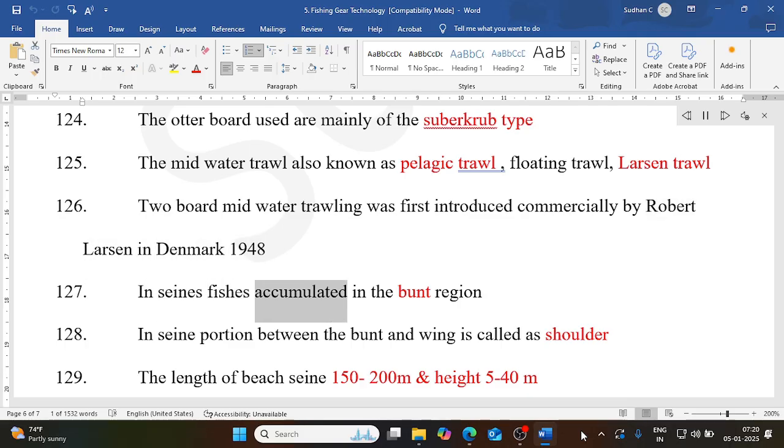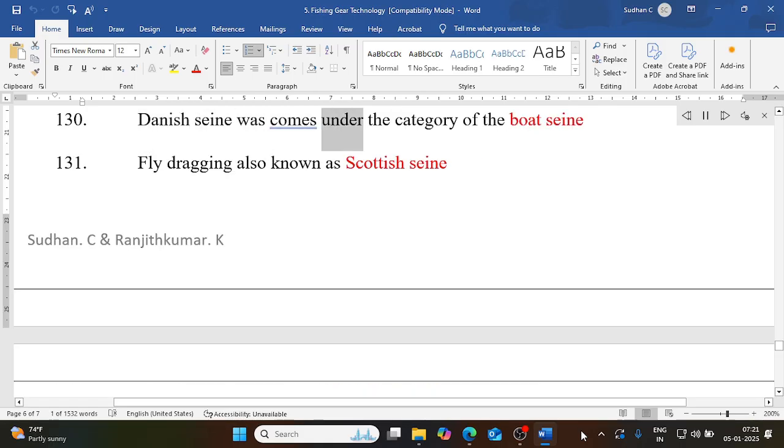In seines, fishes accumulate in the bunt region. In a seine, the portion between the bunt and wing is called the shoulder. The length of a beach seine is 150 to 200 m and height 5 to 40 m. Danish seine comes under the category of boat seine.